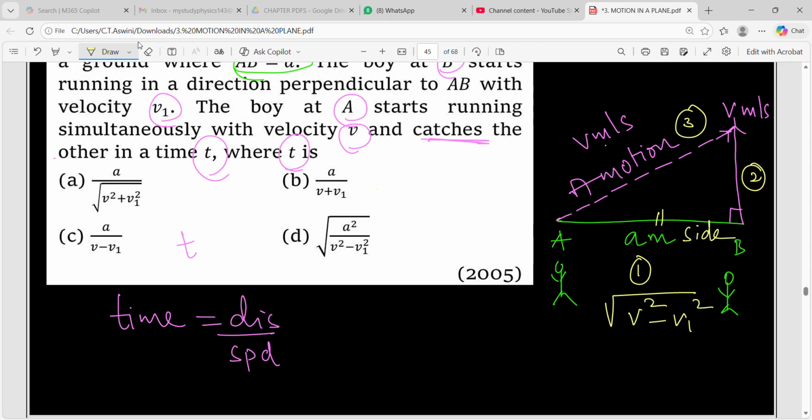This is actually side, right? This is the hypotenuse. This is the other side. So can't you find the side AB? So side is equal to hypotenuse square minus another side square. So we have the speed on AB side. So just substitute now. Distance is A and speed is how much? Root of V square minus V1 square. So what is the answer? Answer is option D. Ma'am, we don't have root for A. It was root A square. No, so root of A square is A again. So right answer is option D. Clear? Everyone?